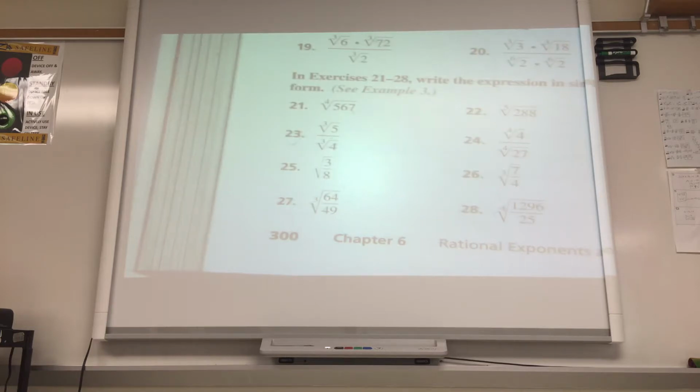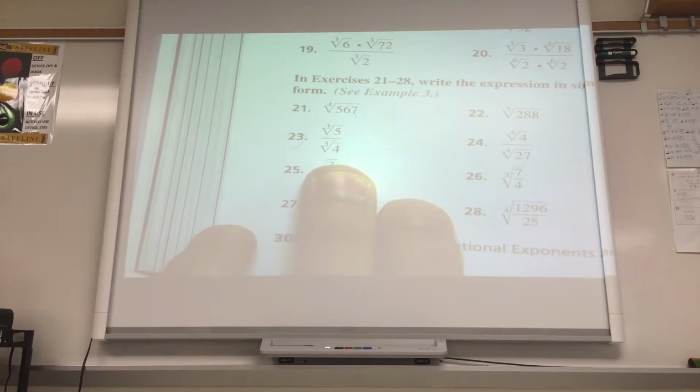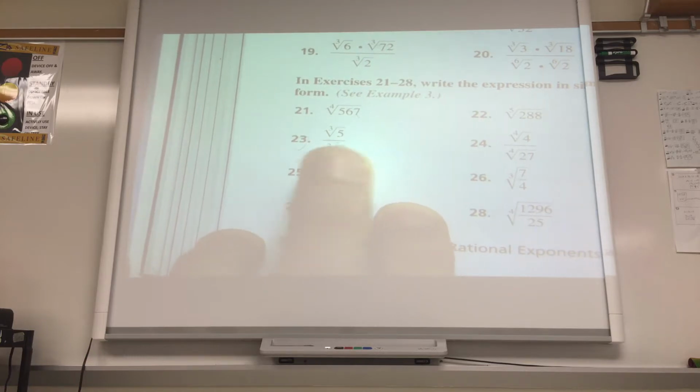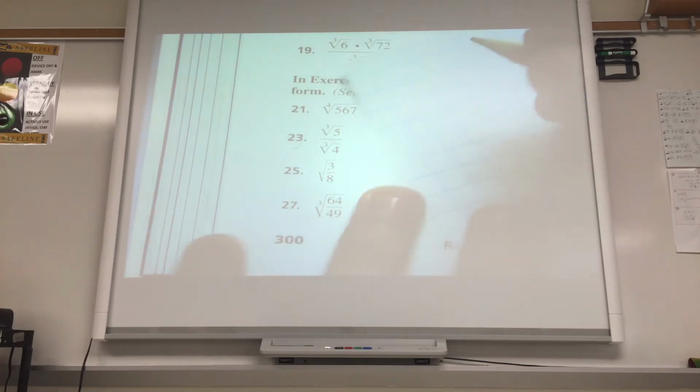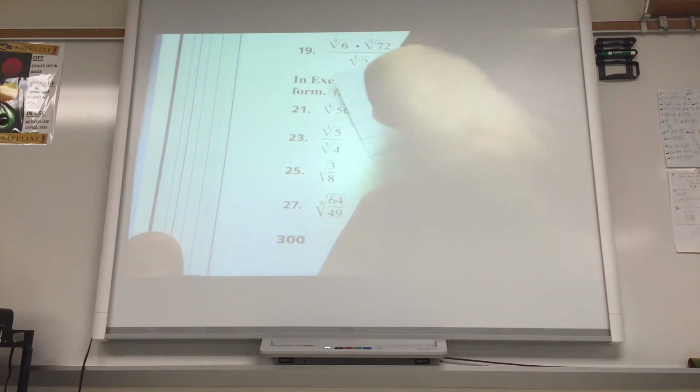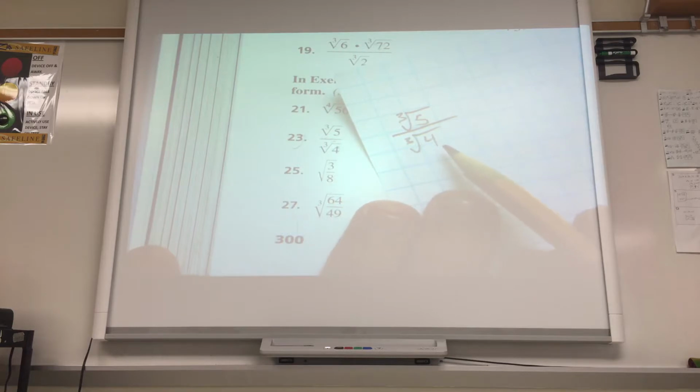Starting on a new sheet of paper. This is getting crowded. Okay. Number 23. So the problem with this one is you have a cube root in the denominator. So I need to do something that we call rationalizing the denominator. I have to get rid of the radical out of the denominator.